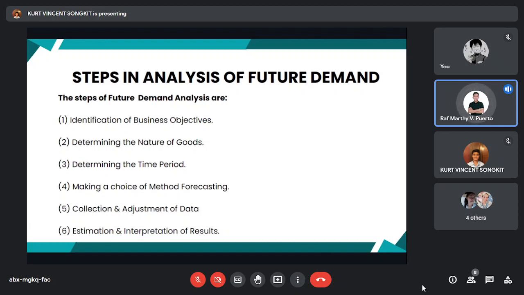After we have collected and adjusted our data, we can now proceed to the last step, which is the estimation and interpretation of result. After collecting the required data, we finalize the demand forecasting method. We evaluate the demand for the predefined period, and generally the estimate appears as equations and the result is interpreted and represented in an easy and accessible form.